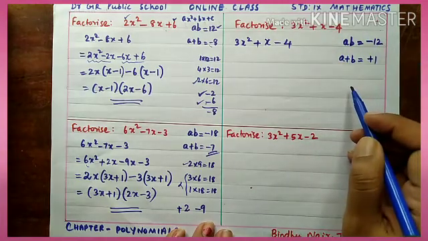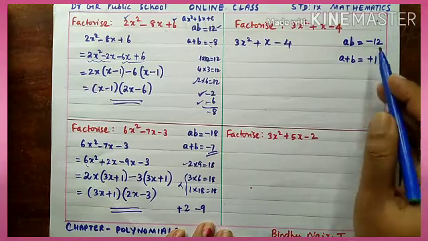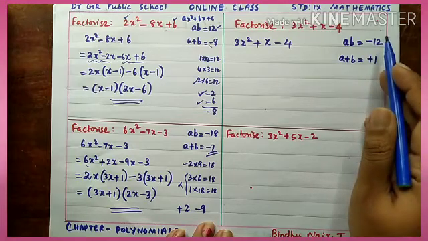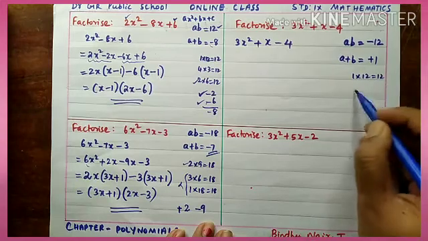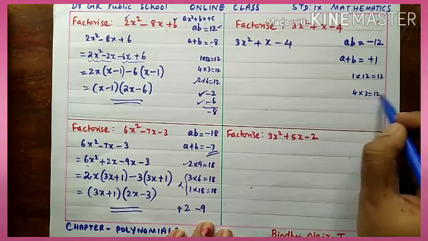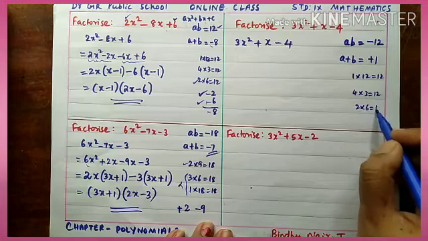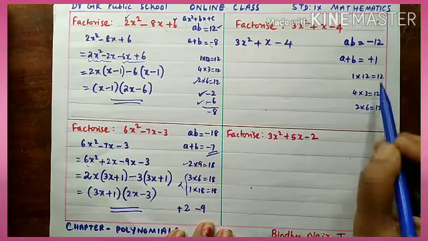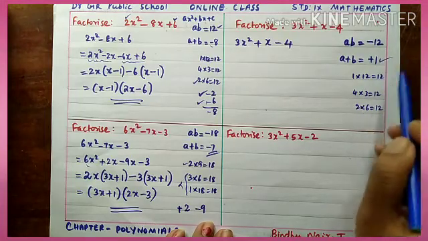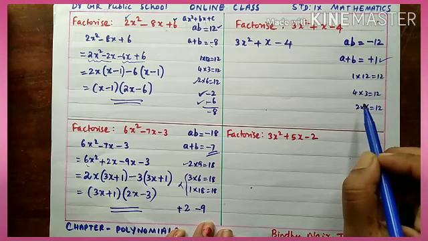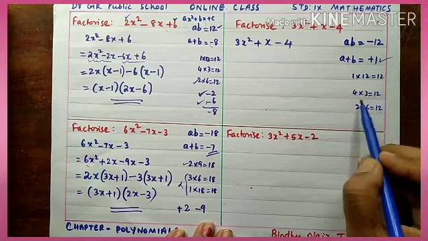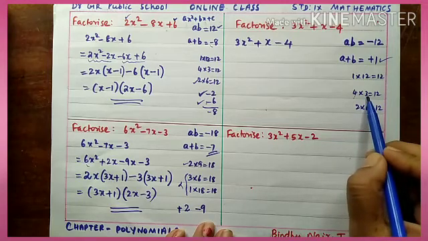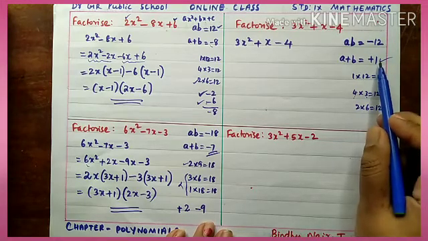Now you want to consider the product of 12. What are the factors? 1 12s are 12, and 4 3s are 12, 2 6s are 12. Now from these combinations you want to get the sum value plus 1. So which is the suitable one? Yes, when we take 4 and 3, there is a possibility of getting the sum 1.